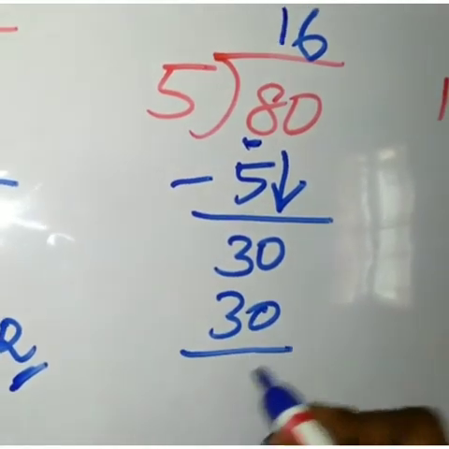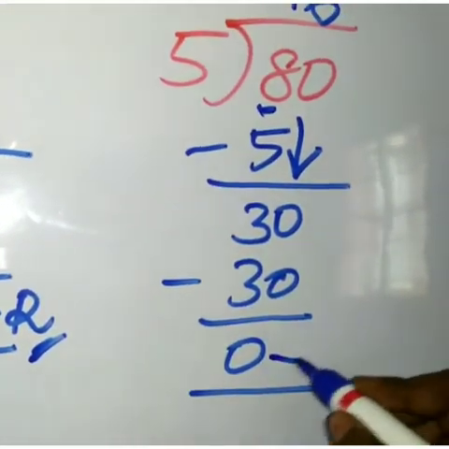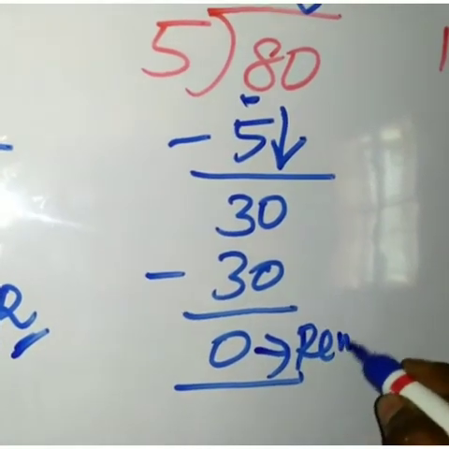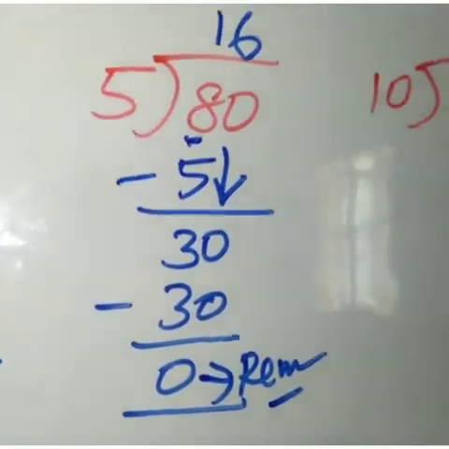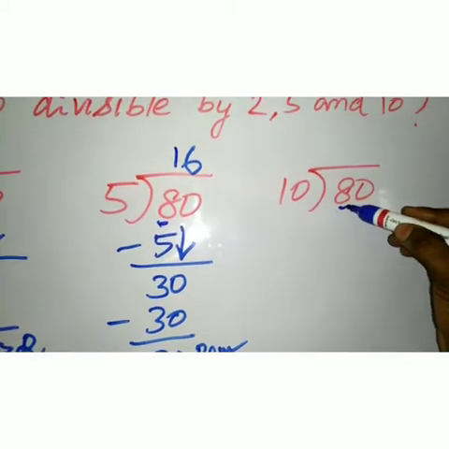So subtract these two values again. 30 minus 30 is 0. So 0 is the remainder. Therefore 80 is divisible by 5. Then move to the next one.